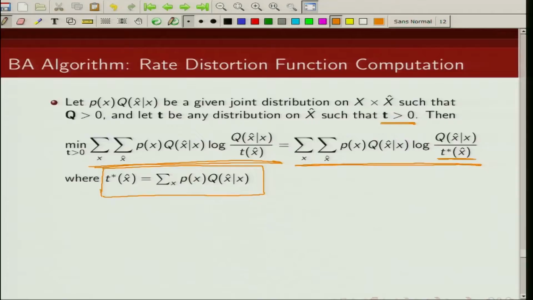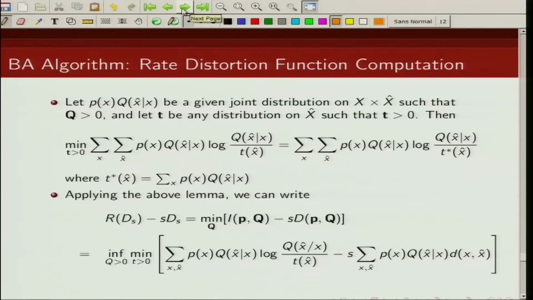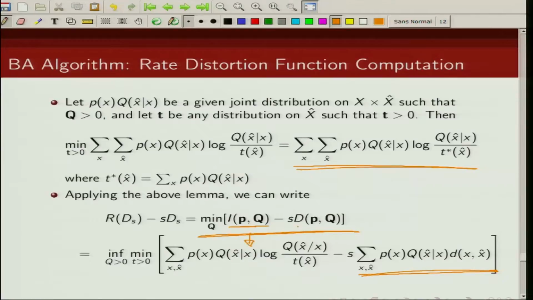Now again, this proof is very similar to, we can use the divergence inequality to prove this result. I am not stating it here again. Again very similar to the proof that we did for channel capacity. So if now this is mutual information and this is my distortion, basically R(D_s) minus s D_s is nothing but minimizing this over all Q. Now this mutual information is given by this and this is given by this term. Okay. So then I can write R(D_s) minus s D_s is basically this term.